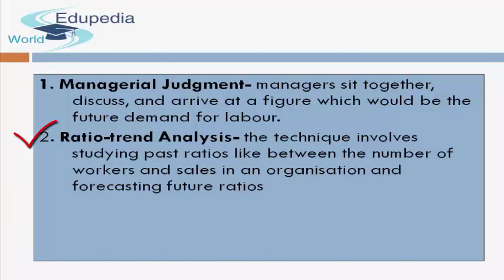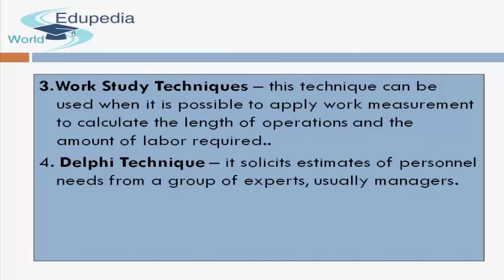Second is ratio trend analysis. This technique involves studying past ratios, like between the number of workers and sales in an organization, and forecasting future ratios. So what is basically done is that in the past, what number of people were required to do, let's say, I'll give you an example, maybe 100 units of work. For 100 units of work, you would require 10 people. So now if it is to be increased to 1000 units, how many more people would you require? So automatically the company, 90 more people would be required to make it 200. That is how, depending upon what number of people were required in the past, you can anticipate what kind of people you would be requiring in the future. That is called ratio trend analysis.